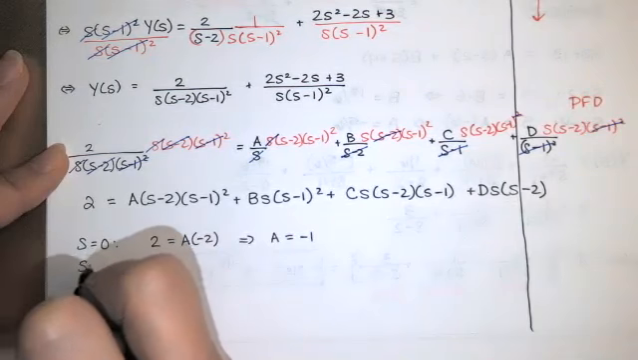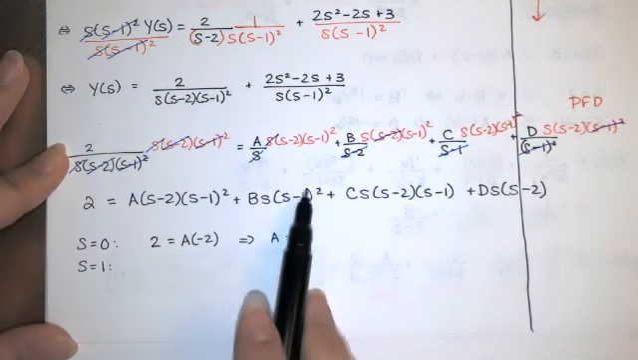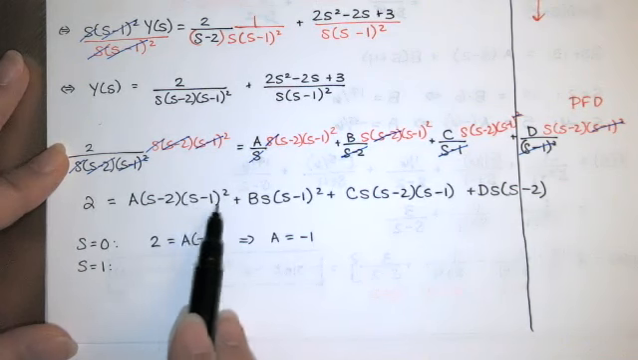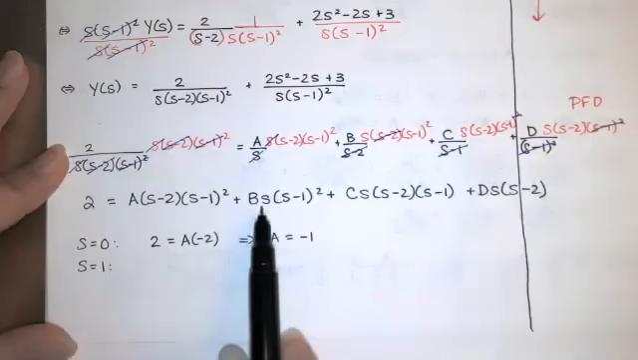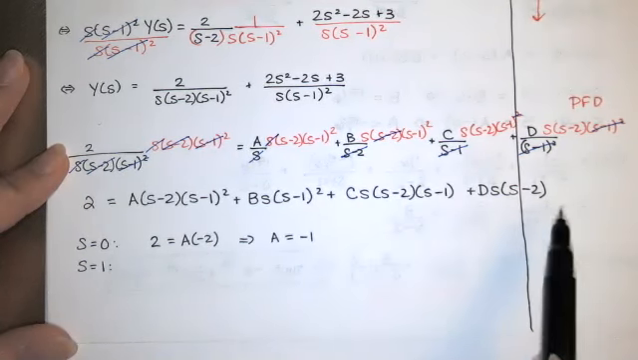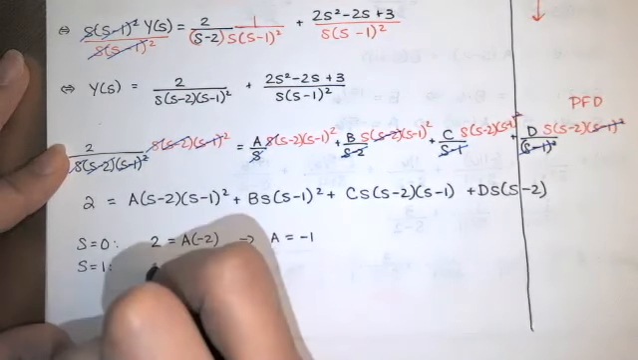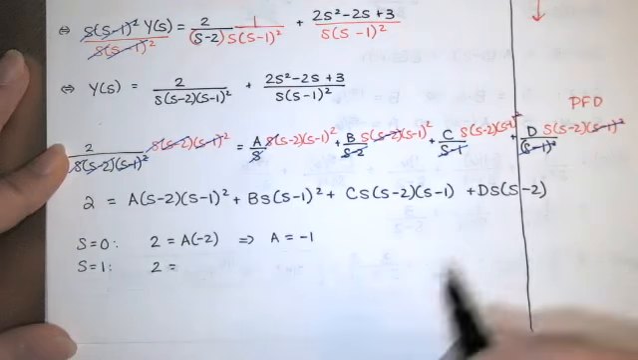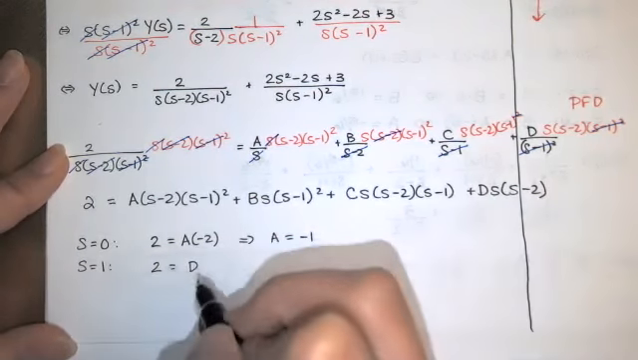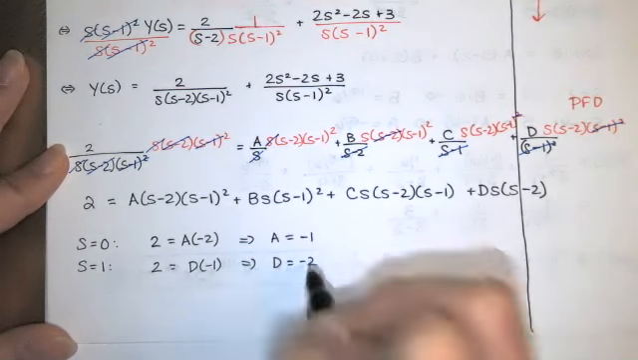Let's choose s equals 1. If s is equal to 1, this term disappears and this term disappears because I'd have a 1 minus 1 squared. That's going to be a 0. We'd have A times 0 is 0. Here we have B times 0 is 0. Then we'll have C times 0 is 0. But if s equals 1, that one does not disappear. So we can solve for D. On this side, we have a 2. If s is equal to 1, we'll have D times 1. And then we have 1 minus 2, which is negative 1. So D is negative 2.